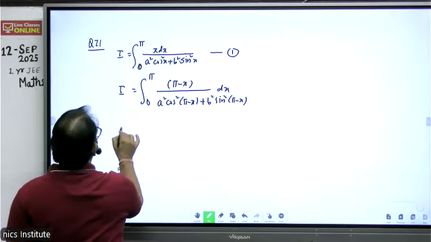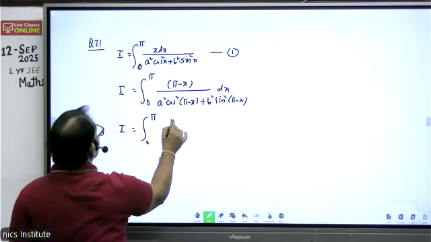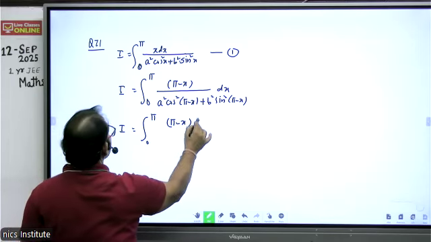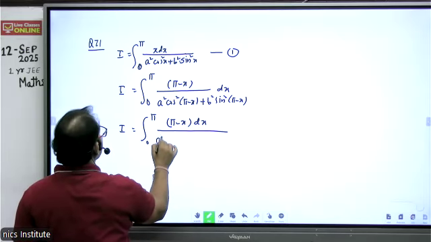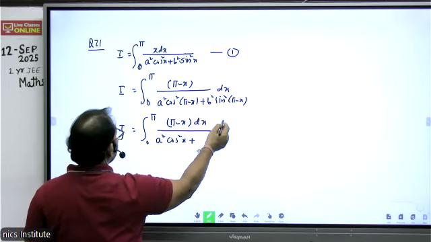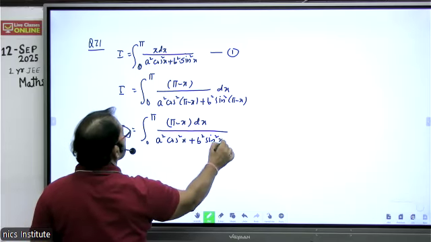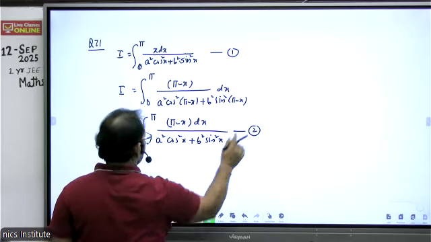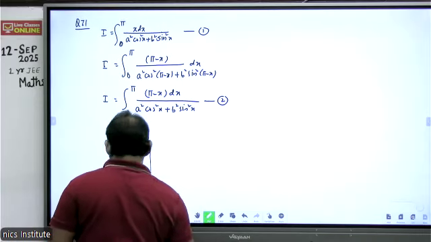Now cos(pi minus theta) is minus cos theta, but over here we have cos square. So minus cos square will become positive cos square x. Similarly, sin(pi minus x) is sin x only, so it will become sin square x. So look at equation number 1 and 2. Both have the same limits and both have the same denominator.